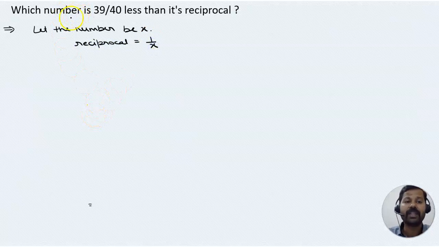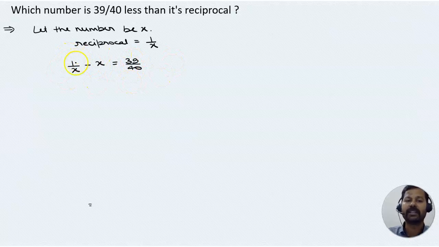Now when we represent this statement mathematically, in the form of an expression, the expression will be what? It is going to be 1 by x minus x equals 39 upon 40. Because according to the question, reciprocal is greater than the number which we have taken, by the value 39 upon 40. It means when we subtract these two values, we should get 39 upon 40.